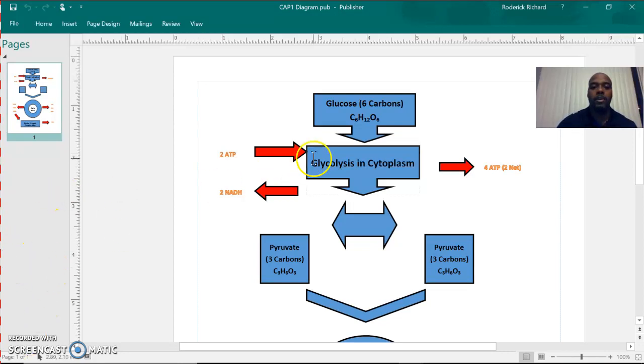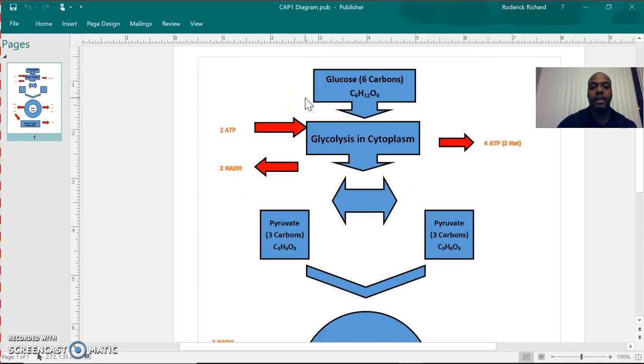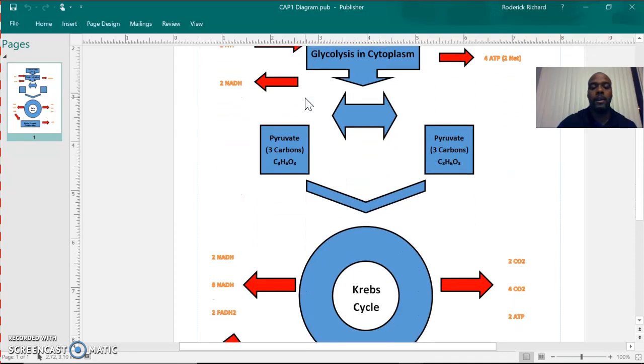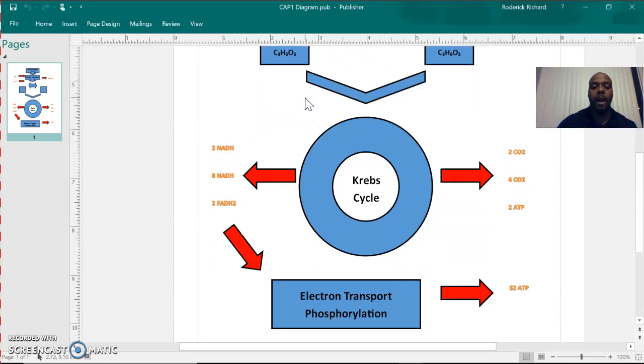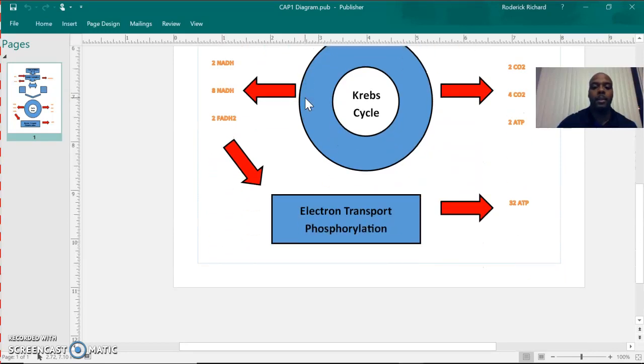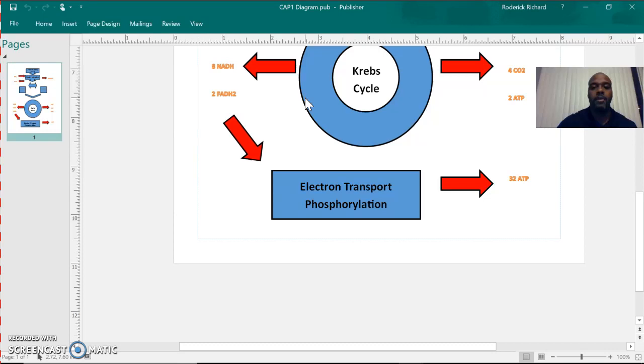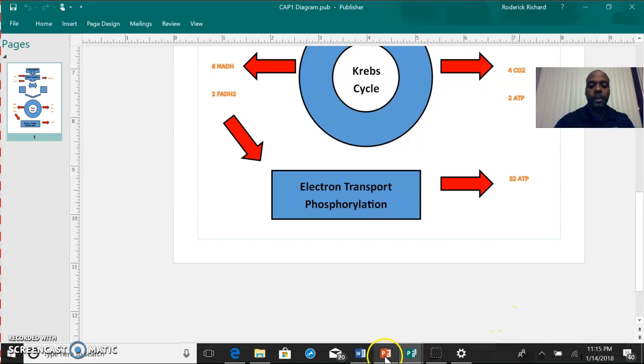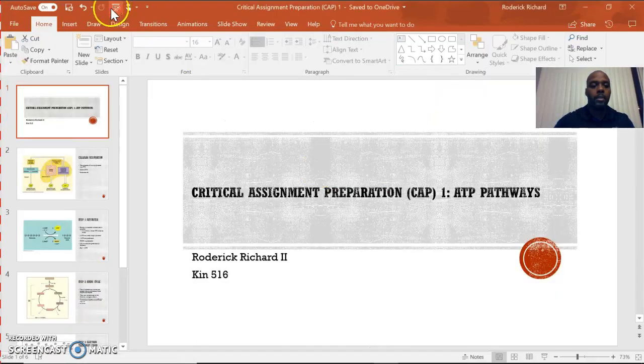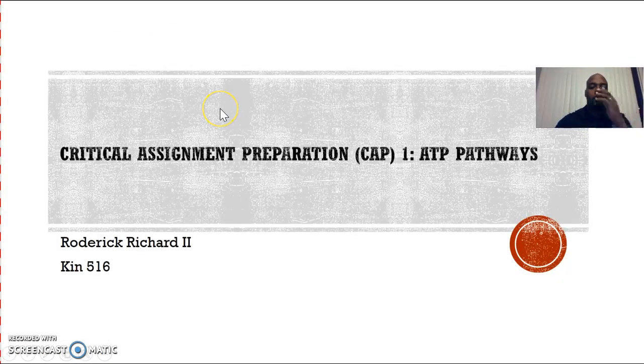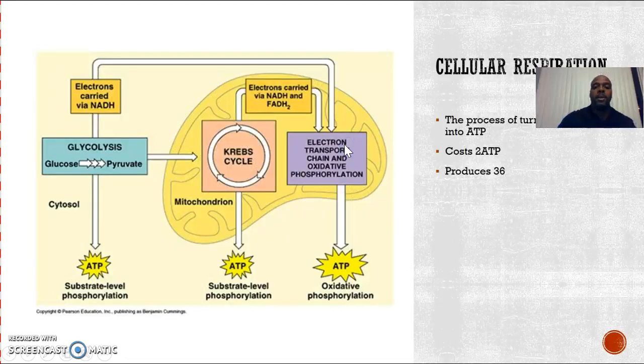The assignment asks that we create a diagram to detail it. So I did that. Here's what it looks like. But I also created a PowerPoint to make it a little easier to put all the information down to further explain it. So I'll bring that up now, and we'll go through the presentation. So again, critical assignment preparation for ATP Pathways for KIN 516.